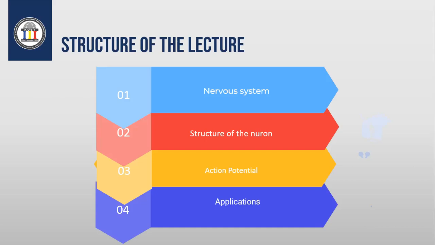As usual, we divide the lecture into 4 parts. The first part will talk about the nervous system. The second one will talk about the structure of the neuron. The third one will be action potential, and the last one will be applications.